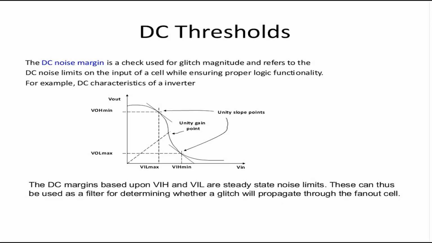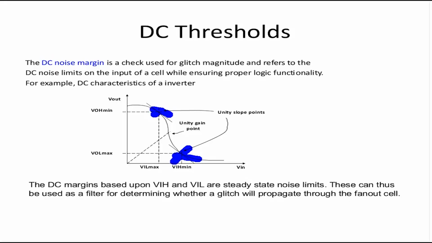But it's time consuming and CPU intensive. So the DC margin is a check. If you remember the most famous waveform of an inverter, the Vout versus Vin waveform, wherever there's a unity slope on these two points, we calculate values: VOH min, VIL max, VOL max and VIH min. Now let's say this buffer is at a receiving end, in the fan out of a victim. Two things are important here: one is VIL max, another is VIH min.